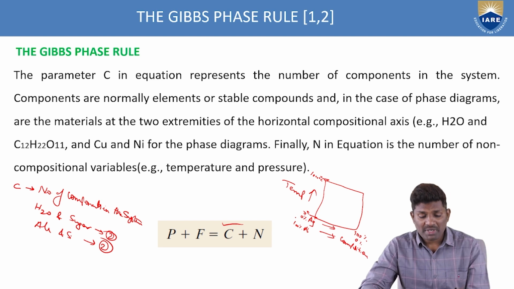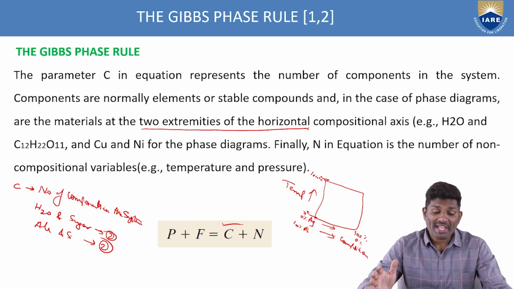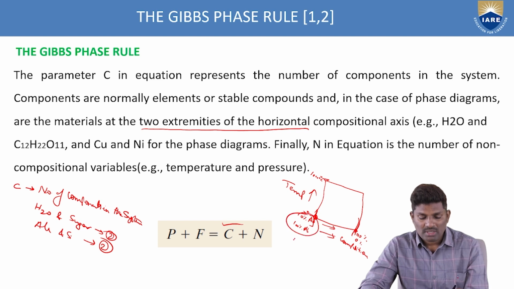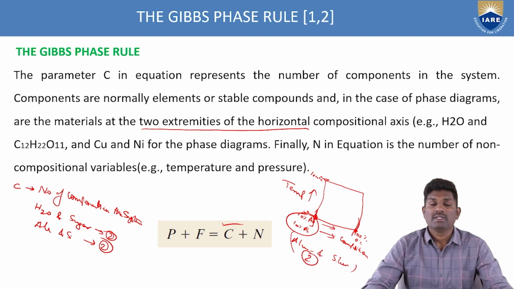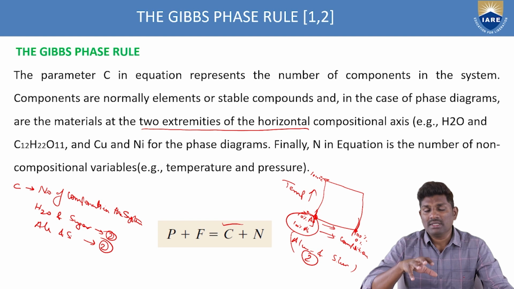Now, how many components are there at the two extremities of the horizontal composition? At this point and this point, the two extremities of the horizontal. So how many are there here? Two components are there, aluminum and silver. So in total we have two components. Like this, we have to calculate how many components are present in the system so that we can take the value of that component in this Gibbs phase rule and identify any one of the things.